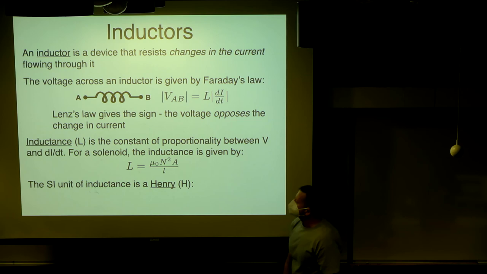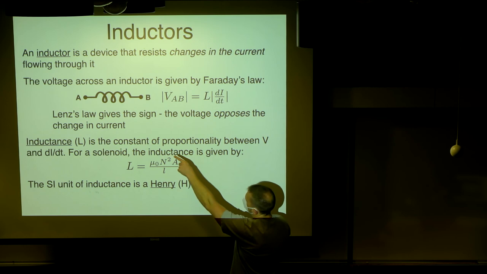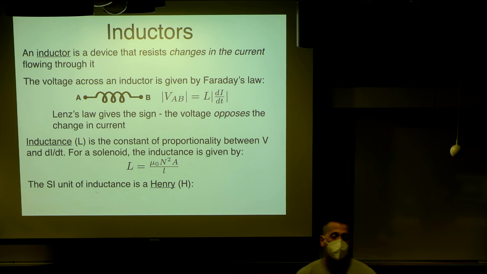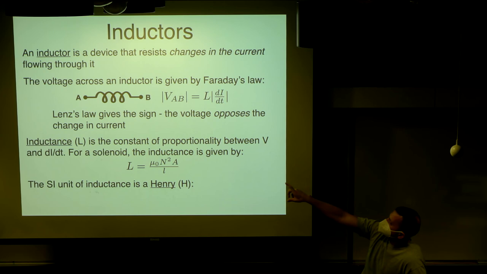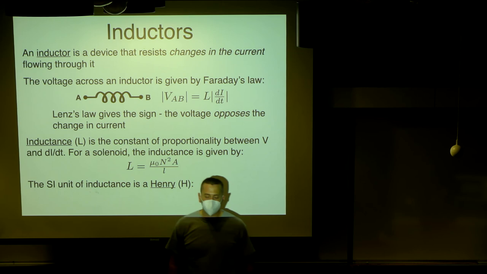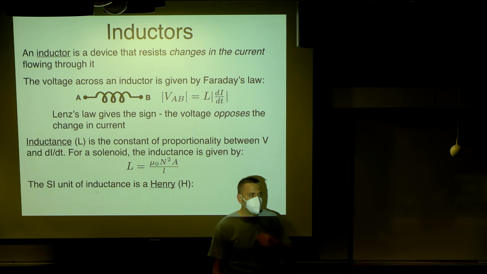Okay, so that's the voltage. We derived that using Faraday's law just now. If we apply Lenz's law to say what direction this voltage should be applied in, it's basically going to oppose the change in current, okay? So this device called an inductor just resists changes in current. It opposes changes in current that are flowing through it. And on a circuit diagram, by the way, we use this symbol. So we have symbols for capacitors, resistors, and now inductors that we know how to use, okay? So that's an inductor.